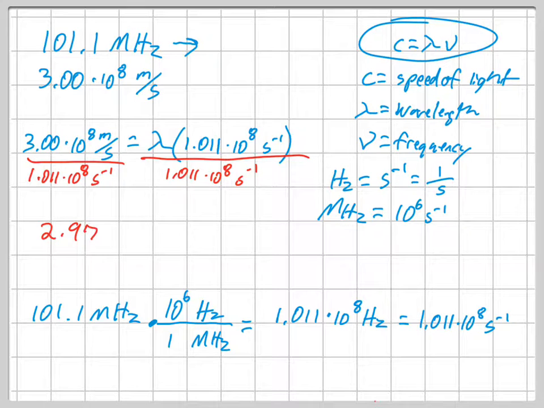2.97 meters. Because when you have a per second divided by a per second, they cancel each other out. And so the unit you're left with is meters, and so that is equal to the wavelength.